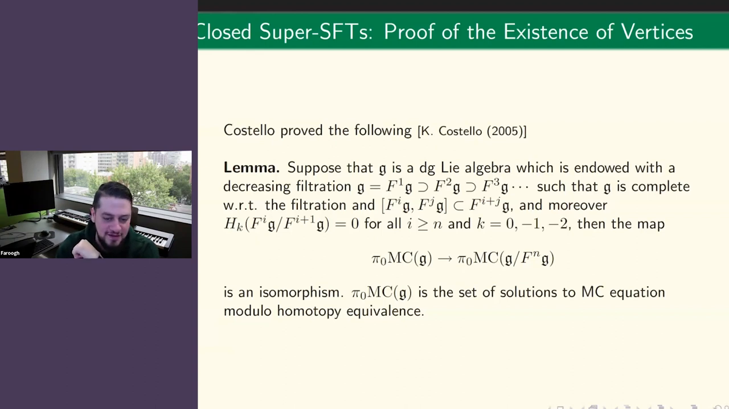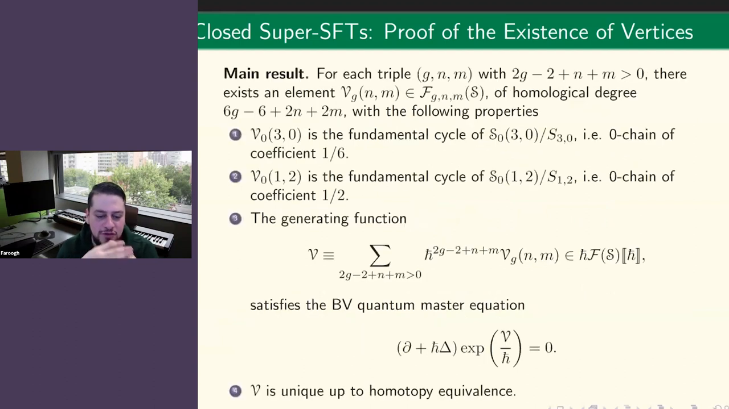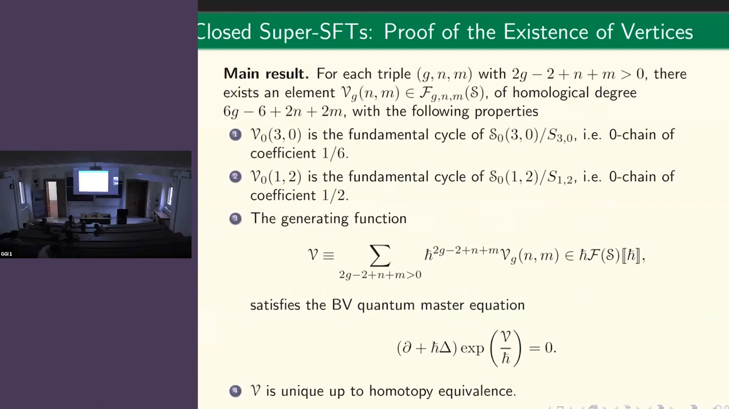Can you go back to this expansion of this V? Yeah, this expression. It satisfies the BV quantum master equation. So there is an exponential there, right? If you put that V in the exponential and expand, you get some products of the V, G, and M, I guess. Right? Yep. I think the analogy is that V looks like the effective action, which does not have a quadratic term and starts with higher degree terms, and the degree is n plus m, I think.